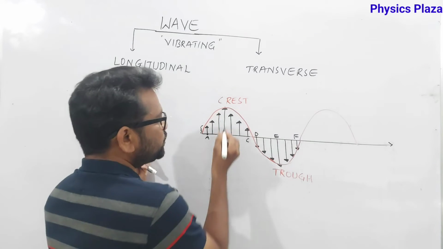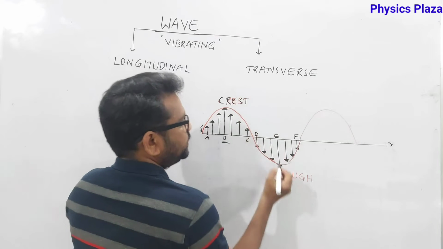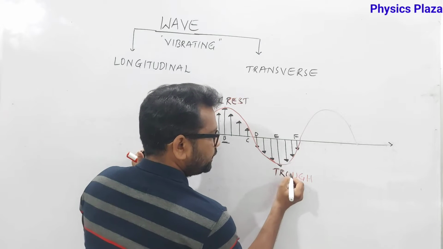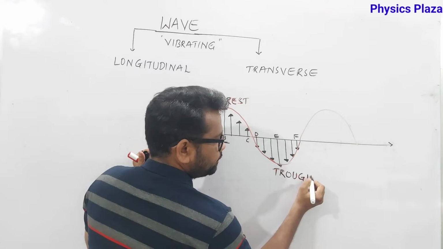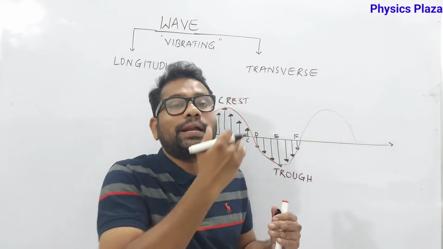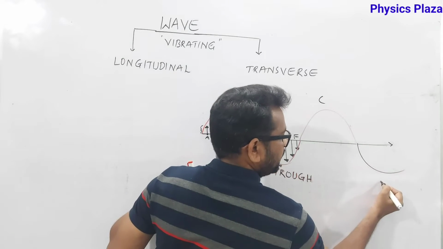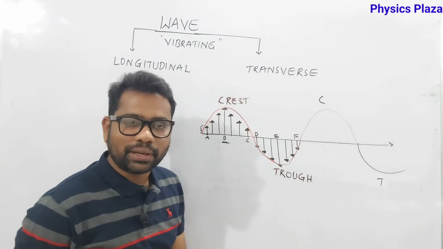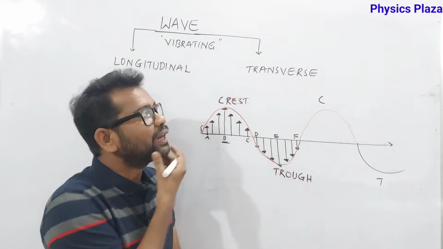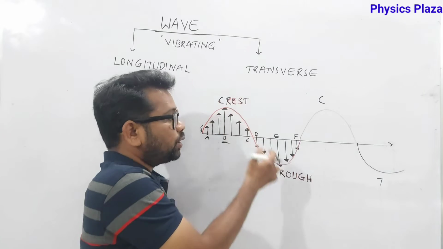Okay? Fine. So children, this is the crest, and this is the trough. So during the propagation of a transverse wave, children, crests and troughs are formed. This is a trough. Again a crest. Again here we get a trough. Am I clear, children? So this is how we can represent the transverse wave, with crests and troughs.